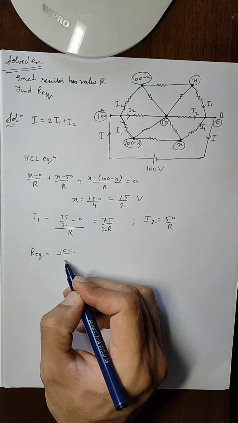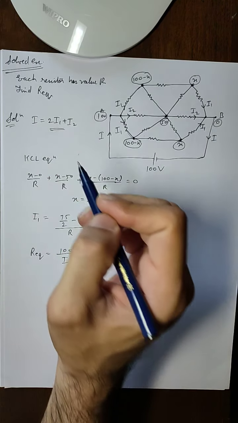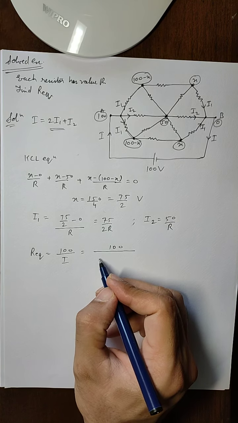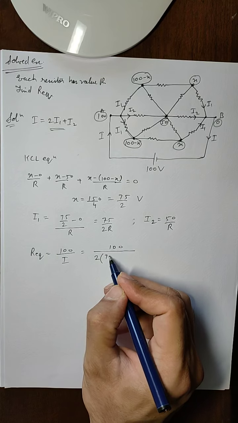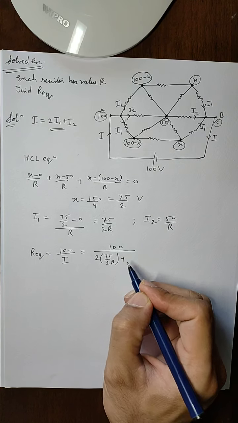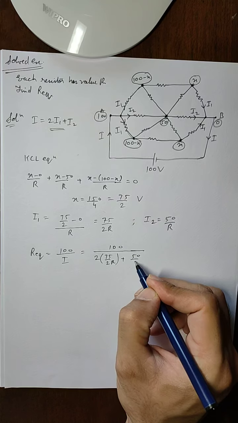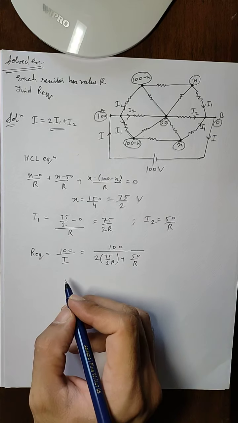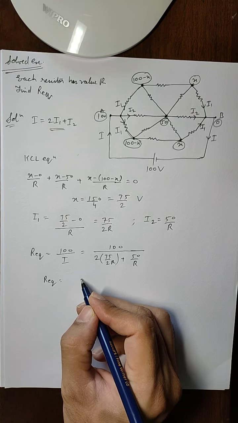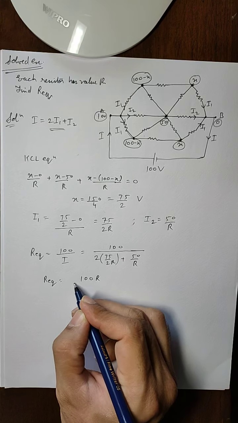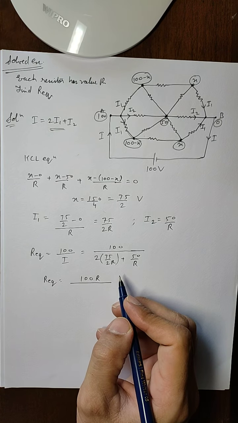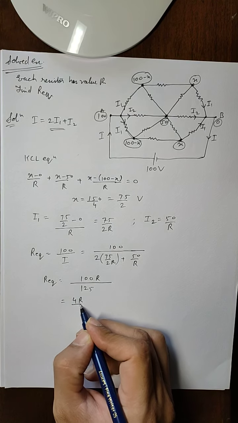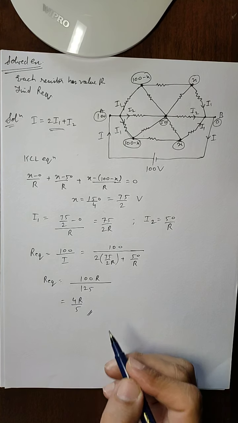Now R equivalent is equal to the total potential difference across the circuit divided by the total current, so it will be equal to 100 by I, and we know that I is equal to this, so we can write here 100 divided by 2I1, so 2 into 75 by 2R, plus I2, which is equal to 50 by R. Now if we solve this, then we get R equivalent equals 100R divided by 75 plus 50, so that will be 100R by 125. So the value of this equivalent resistance will be equal to 4R by 5.